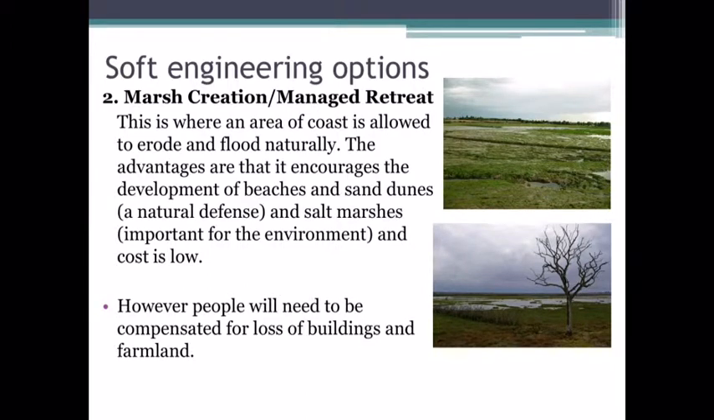However, people do need to be compensated for the loss of land and the loss of buildings, and often it happens in areas of farmland. Managed retreat is something which is being done more widely now across the United Kingdom.